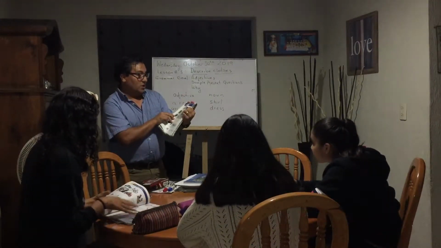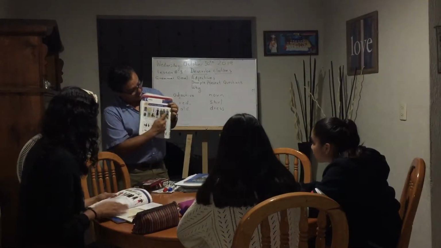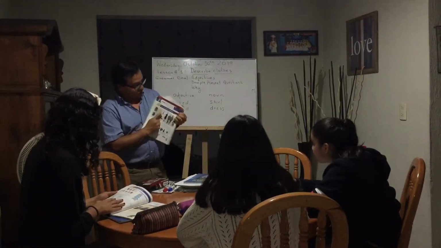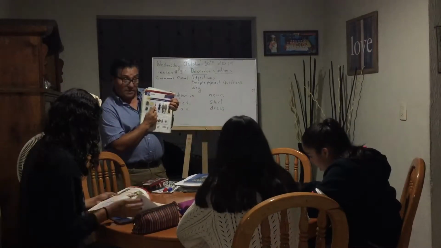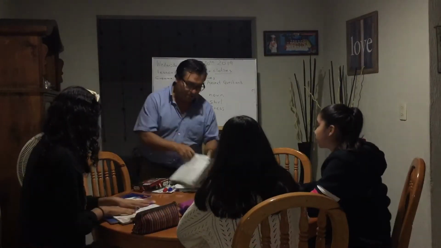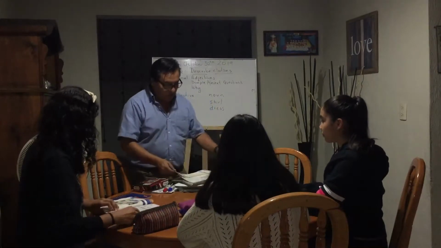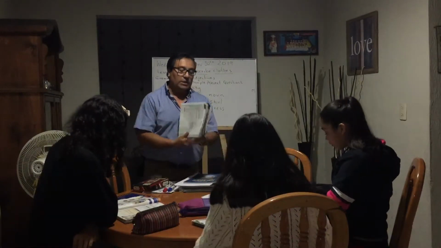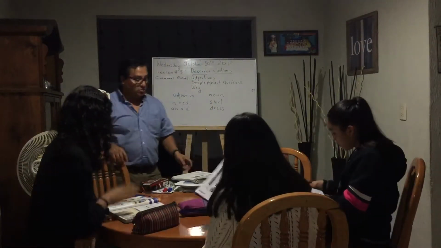Very good. Do you remember what is this one? A blouse. Very good. And do you remember what is this one? A tie. Very good. You remember that. Now, let's go back to page 48, please. The lesson is describe clothes.